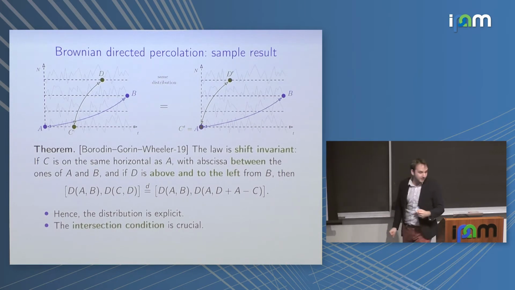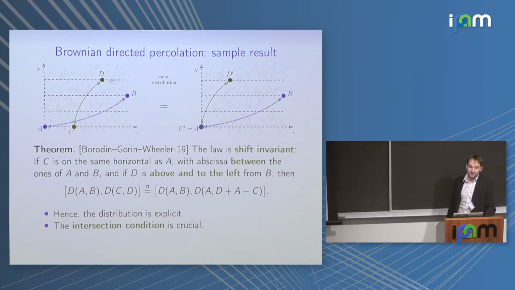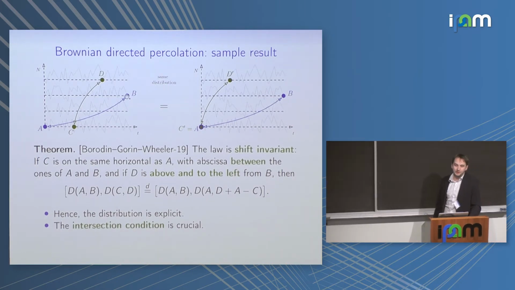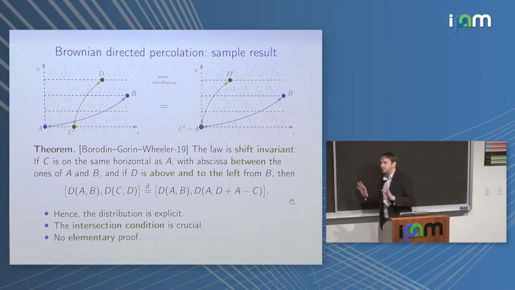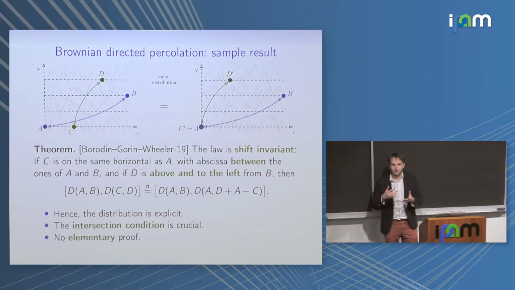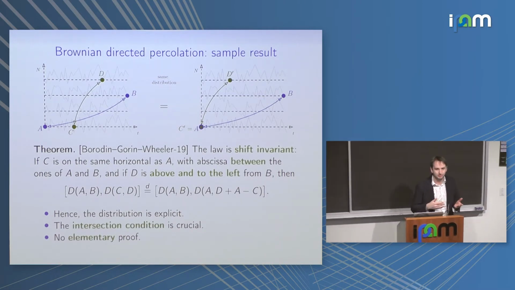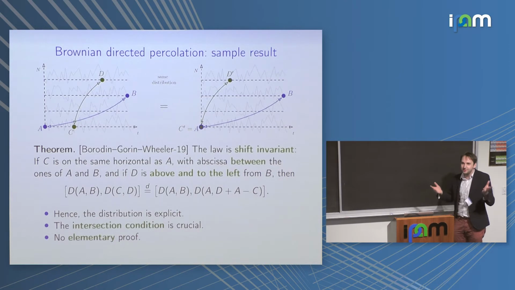And what we show is that the restriction which appears is that D should be to the left and up from B, while C in this situation is to the right from A on this line. So we don't know an elementary proof of that. All the proofs use some quite advanced machinery in order to be done. So there is not a simple bijection where you just reshuffle this part of the picture here.